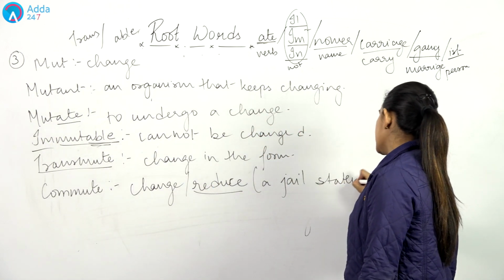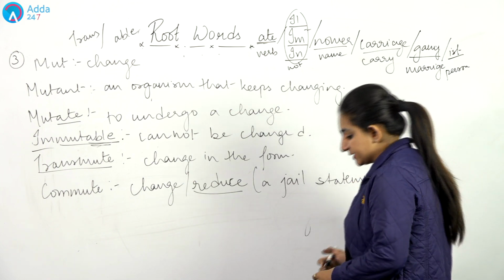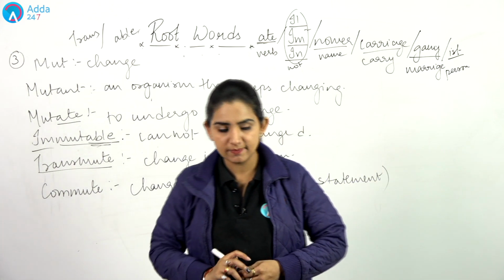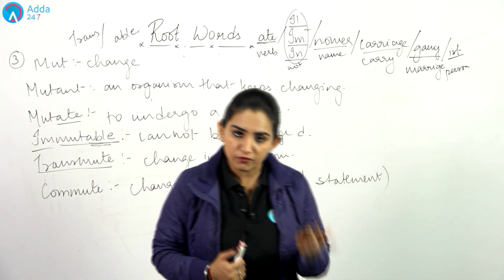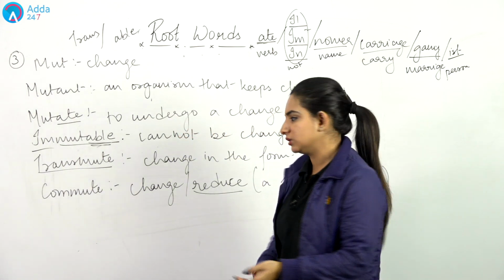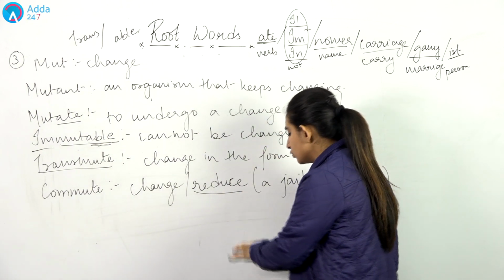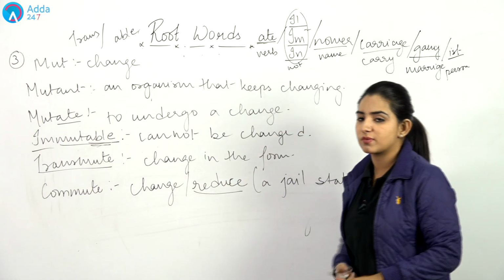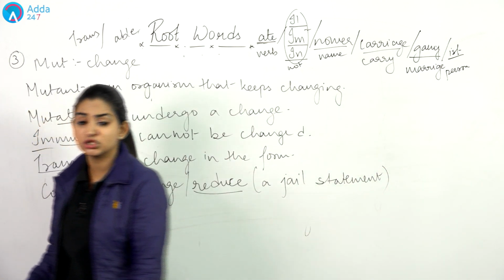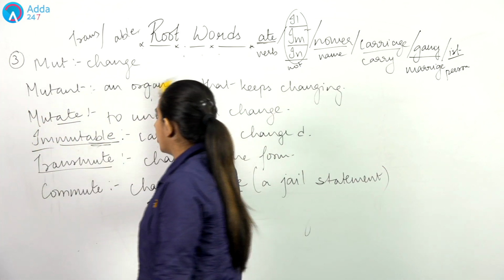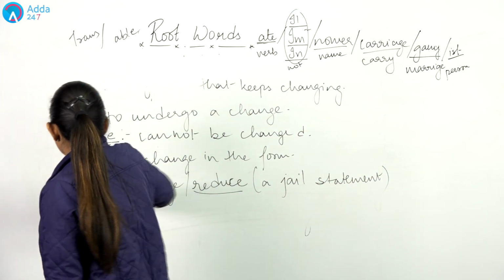For example, if somebody was given a sentence of 15 years of jail, but then he behaved really well, he tried to improve himself, so in that condition, the court reduced his sentence. So that is what we mean by commute. That means the reduction of sentence, the reduction of prison that you got, is what we mean by commute.